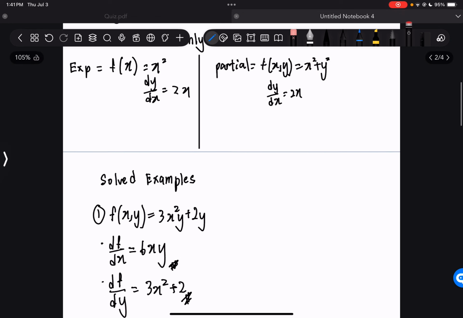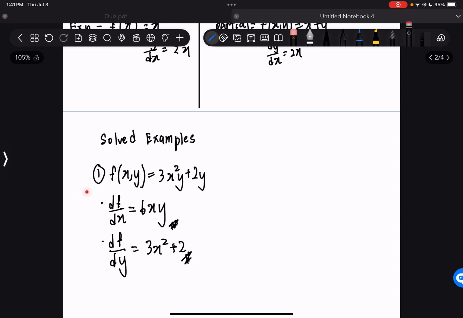So let's see some examples. From here, in the first question, we notice that it has two variables, x and y. We also notice the equation is 3x squared y plus 2y. The y in the first part is inside the x term, so the y will remain as the same value, while the 2y will become a constant because it's not in the x, since the question is with respect to x. So from here, for df over dx, you can notice that it only has the derivation of 3x squared, and the y remains the same, and the 2y is a constant, which is 0.